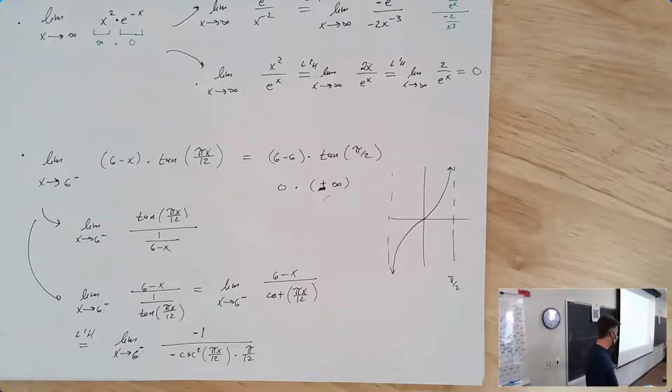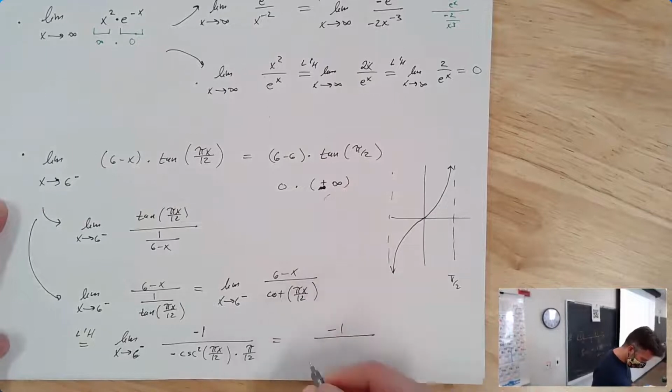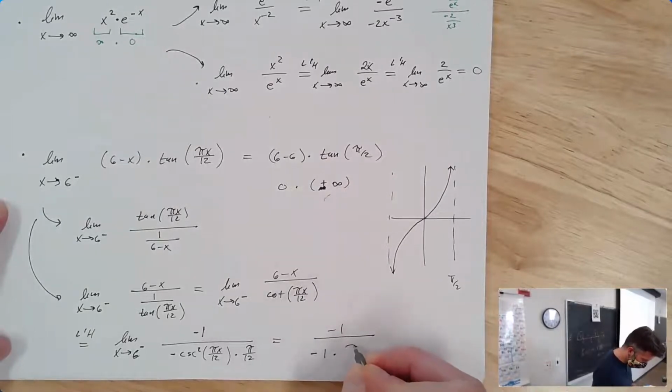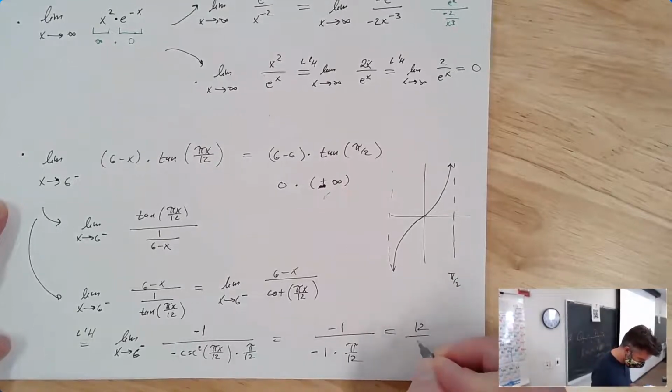So the question really is, what's cosecant of pi over 2? Hopefully it's not 0, right? If it's 0, we're going to be feeling not good. Is cosecant of pi over 2 0, or is it not? Cosecant of pi over 2 is the reciprocal of sine of pi over 2, and sine of pi over 2 is positive. This is definitely going to be -1 over -1 times pi over 12, which would be 12.